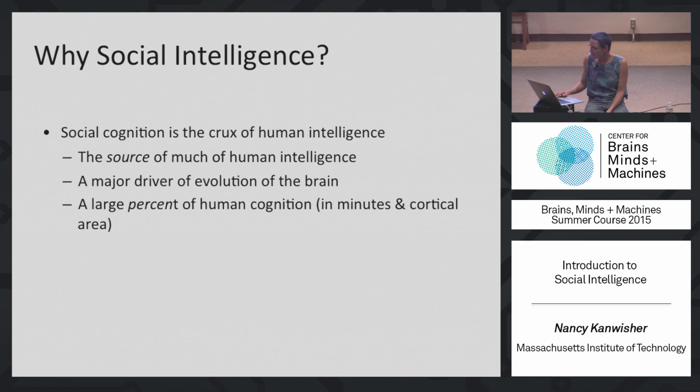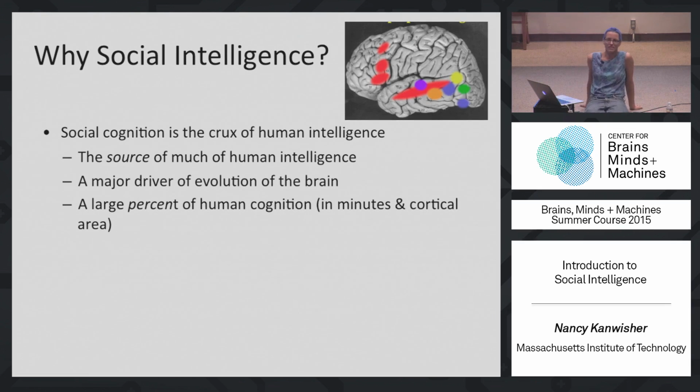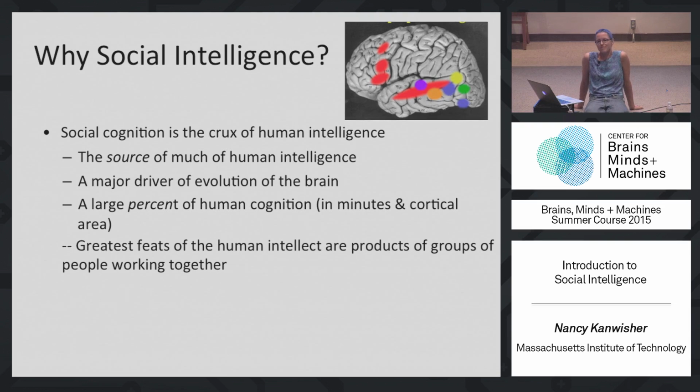It's also a big part of the surface area of the cortex. This cartoon here shows, with some major poetic license, brain regions that are involved in different aspects of social cognition. And it's just a big part of the cortical area as well. Another sense in which social cognition is of the essence in human intelligence is that many of the greatest things that humanity has accomplished are products of people working together. So all of that is the big picture on why social cognition is cool and important and fundamental.